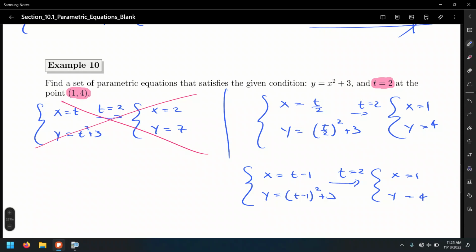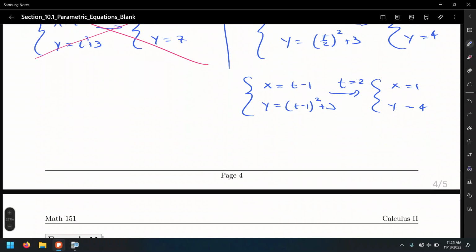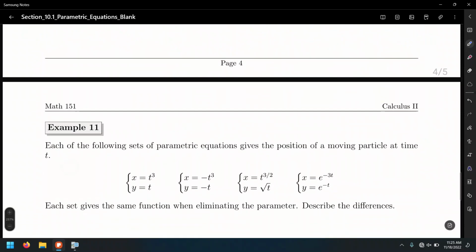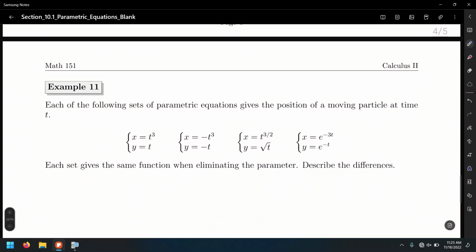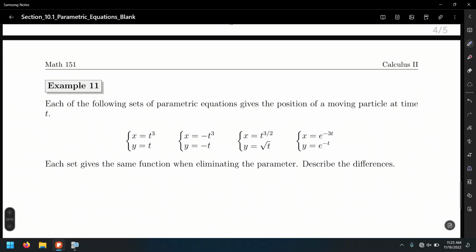Let's wrap up this section looking at one more example. Each of the following sets of parametric equations gives the position of a moving particle at a time t. Well, notice we're talking about position. So, in a very similar way that in Calc 1 you took the derivative of a function to get the velocity, the second derivative to get the acceleration. Well, that's something we're going to learn next time, the calculus of parametric equations. So in the meantime, let's see what's going on here. So we have 4 different sets, 1, 2, 3, 4.